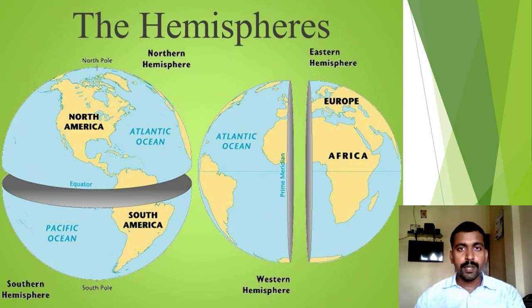As I said, the equator is at 0 degree, and the prime meridian is at 0 degree. So these two lines, equator and prime meridian, divide the earth. This picture shows that the first one is the northern hemisphere and southern hemisphere, and the second one shows the eastern hemisphere and western hemisphere. So I think you understood from this picture how the prime meridian and the equator divide the earth.